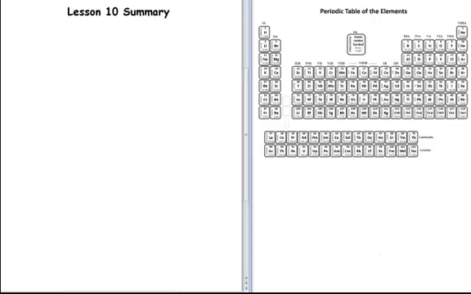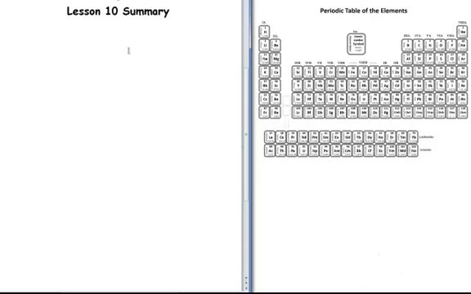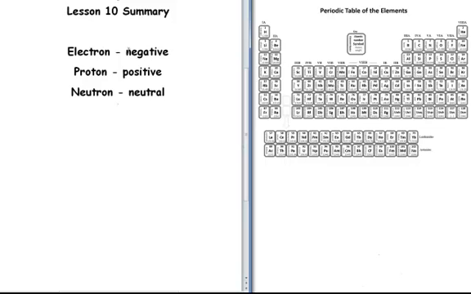We know now from that discussion that an atom is composed of three main parts: the electron, which has a negative charge, the proton, which has a positive charge, and the neutron, which is negative. Neutral, excuse me. We also learned that there's a number called the atomic number, which represents the number of protons contained in an atom. Those protons are contained in the nucleus of the atom along with the neutrons.